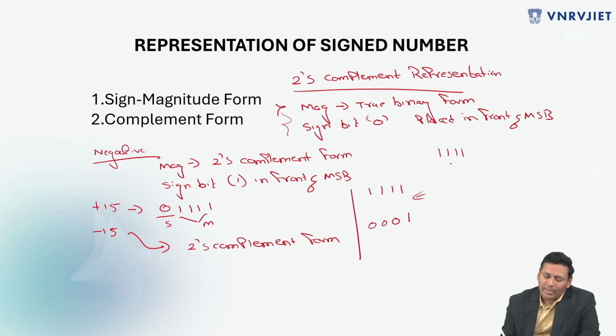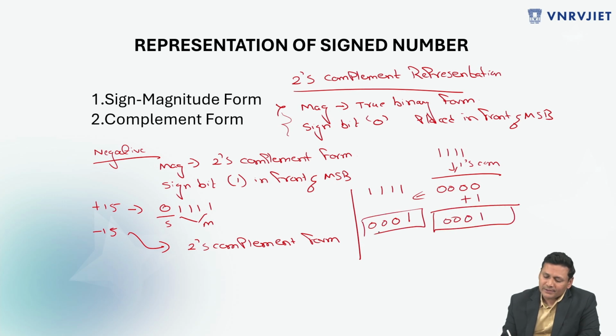1, 1, 1, 1. To find the two's complement, first you have to find its one's complement. The one's complement will be 0, 0, 0, 0, plus 1. One's complement plus 1 is 1, 0, 0, 0. Now you can see both answers are the same. You can do it either by the shortcut or the traditional method. So we got the two's complement.